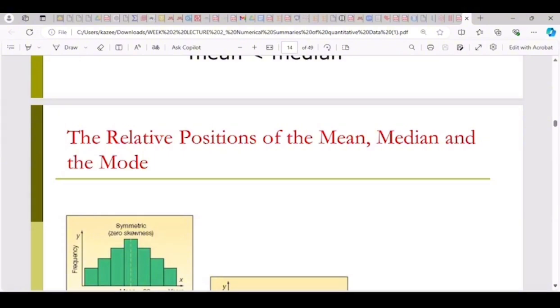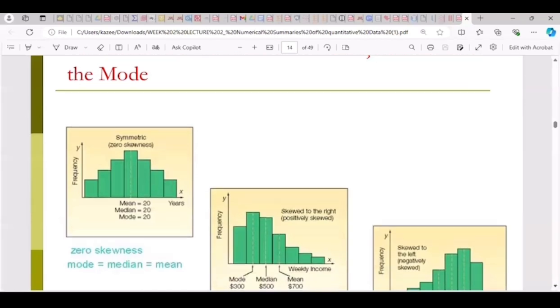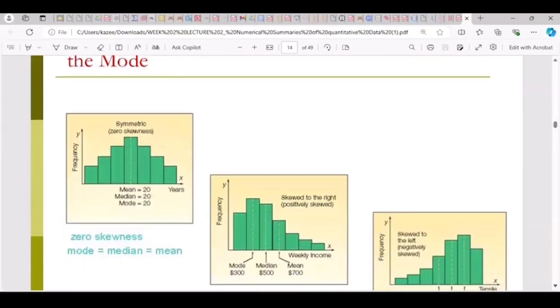Now, I want us to go back to the histograms and see the relationship. Take a look at this one. Zero skewness. That's a normal distribution, right? In this situation, the mean, median, and mode are going to be the same. There's going to be a center. Can you see the center? Because the center divides the distribution into two equal parts, with the two halves exactly the same, the mean, the median, and the mode are going to be the same.